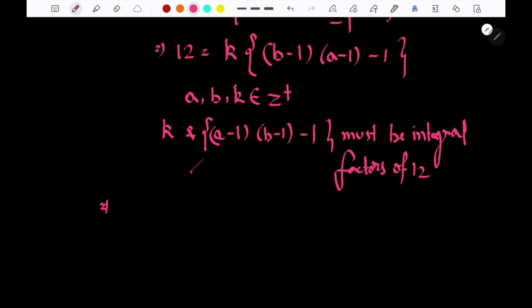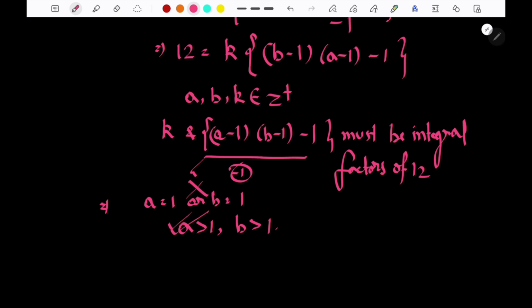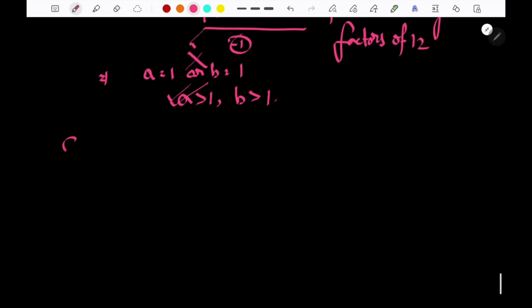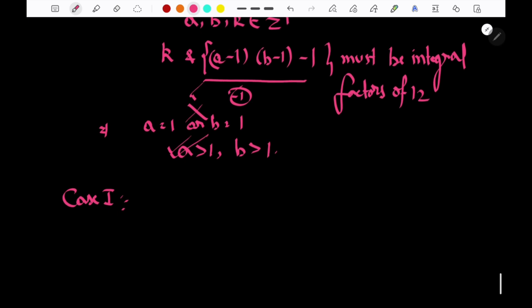Now, one thing, can A be 1 or B equal to 1? If A or B is equal to 1, then this value becomes minus 1, which is not possible. So A is always greater than 1, B is always greater than 1. These two cases are valid. Now if these two cases are valid, let's check one thing. What are the factors of 12? 1, 2, 3, 4, 6, 12. We have to take all the cases.